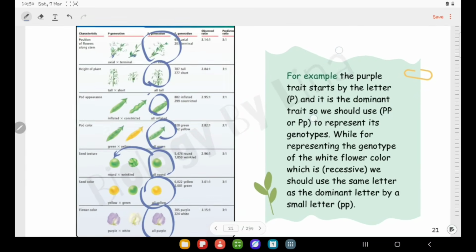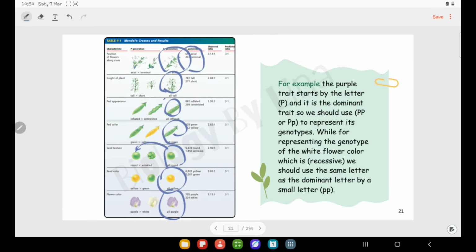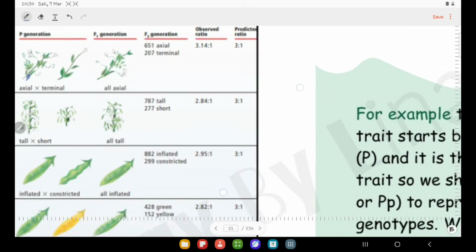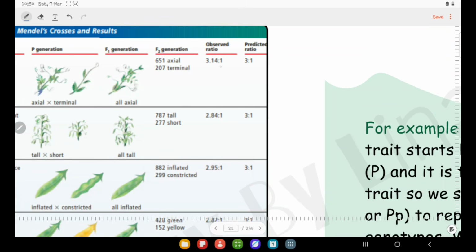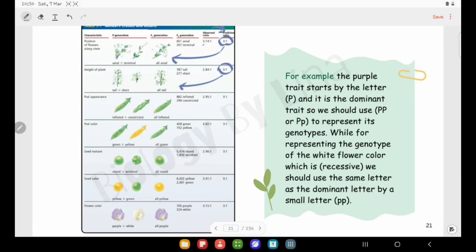Now in the F2 generation, he found the same result also. He saw that all the ratios are nearly equal to 3 to 1, which means three of them will be dominant and one of them will have the recessive trait. So this is the observable ratio. For example, 3.14 to 1 and 2.84 to 1. These are observable ratios, and the predicted ratio at that time we say is 3 to 1. Okay. So the predicted ratio in the F2 generation is 3 to 1. This is for the phenotype, which means, for example, we can see 3 purple, 1 white, or 3 tall, 1 short. Okay.